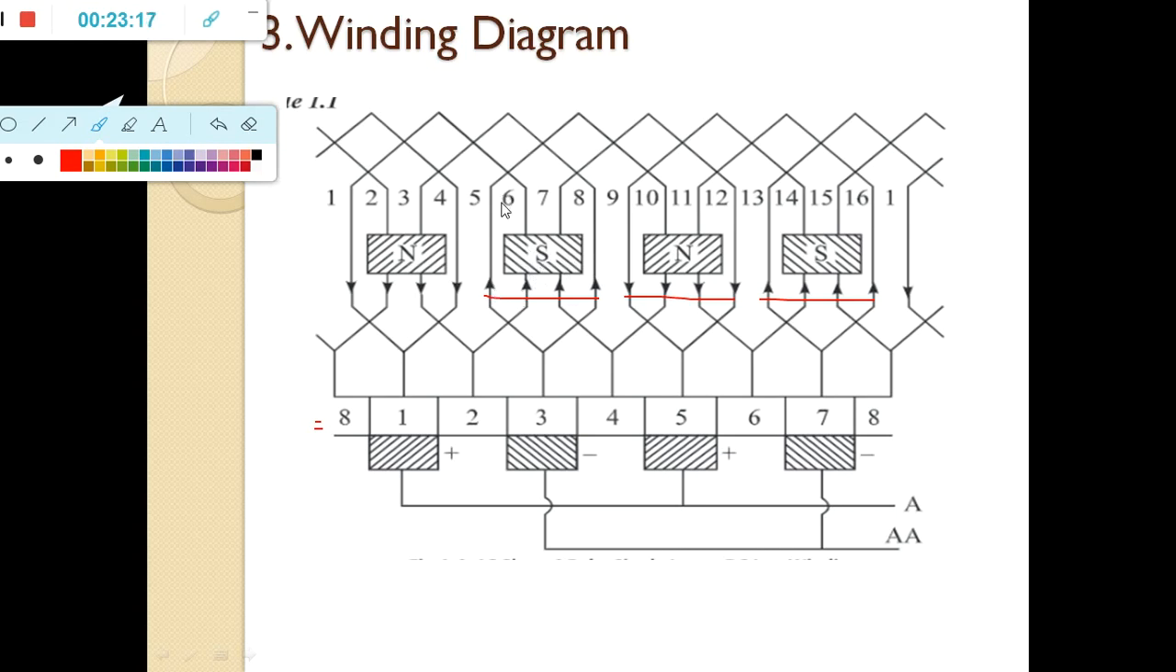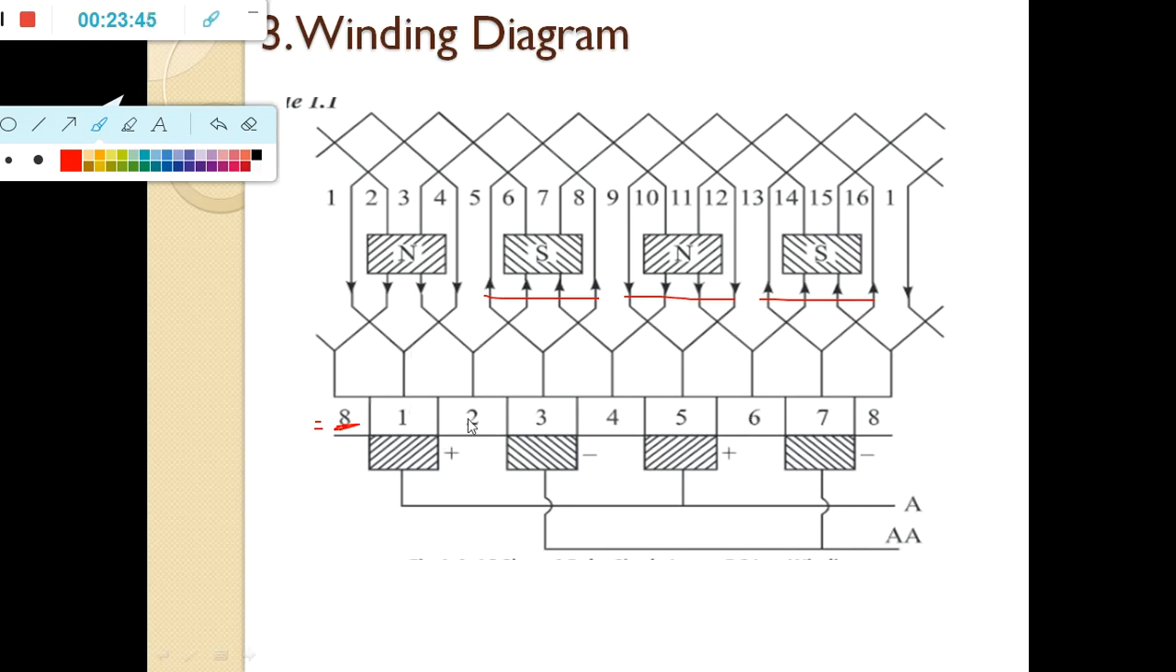So now what about the number of commutator segments? The number of commutator segments is nothing but Z by 2, as I already said, right? I have 16 conductors, divided by 2, it is 8. So 1, 2, 3, 4, 5, 6, 7, 8. I have 8. Don't name it as 9. It's just a cutting portion, right? I have 8 commutator segments. Now you connect all the turns to the commutator.